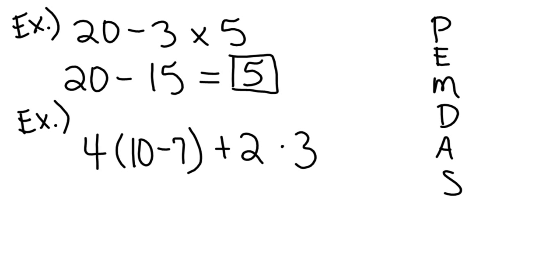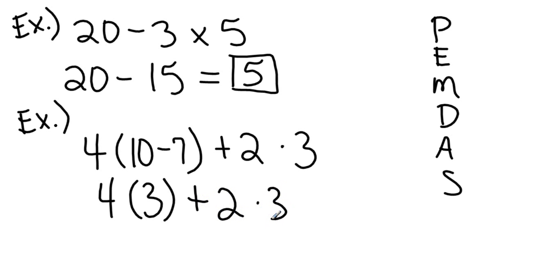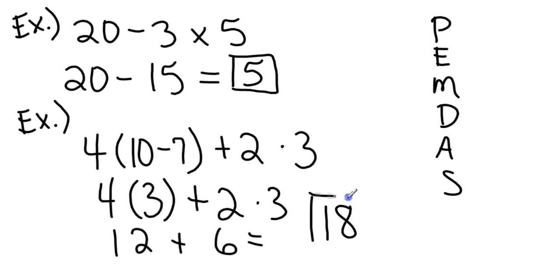We're going to do parentheses first. Parentheses tells me to do my 10 minus 7. So that's going to give me 3. I am going to leave it 3. And then I'm going to look and see what I have from this point. I have 4 times 3 plus 2 times 3. So I'm going to do the multiplication of both of them. That's going to give me 12 plus, and then 2 times 3 is going to give me 6. All I have left is addition, so 12 plus 6, we're going to come out with a final answer of 18.